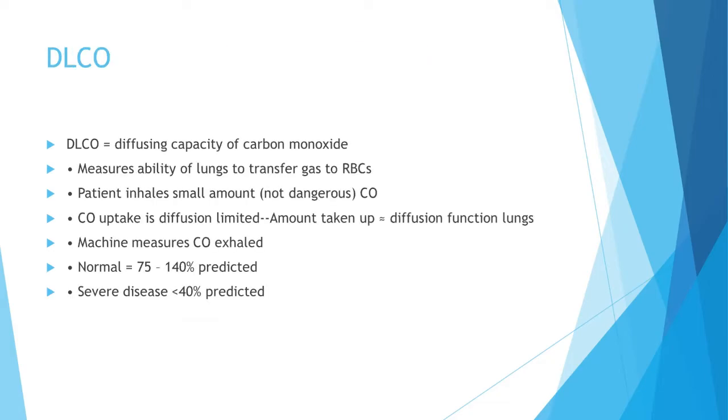The DLCO, which is the diffusion capacity of carbon monoxide, measures the ability of the lungs to transfer gas to RBCs. The patient inhales a small, not dangerous, amount of carbon monoxide. Carbon monoxide uptake is diffusion limited, so the amount taken up is nearly equal to the diffusion function of the lungs. Then the machine measures the carbon monoxide exhaled. Normally it is 75 to 140%, but in case of severe disease, it is less than 70%.